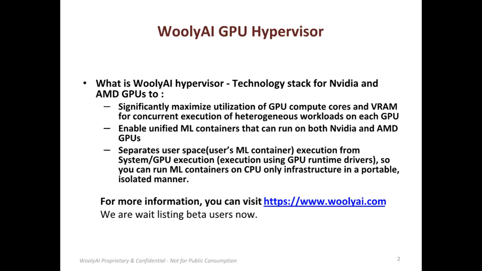Separation of user and GPU execution space. Your ML containers can run remotely on CPU-only infrastructure, while GPU kernels execute on the hardware. Dynamic GPU resource management. WoolyAi allocates compute cores and video RAM across workloads to maximize utilization and eliminate waste. In practice, this means more workloads per GPU.